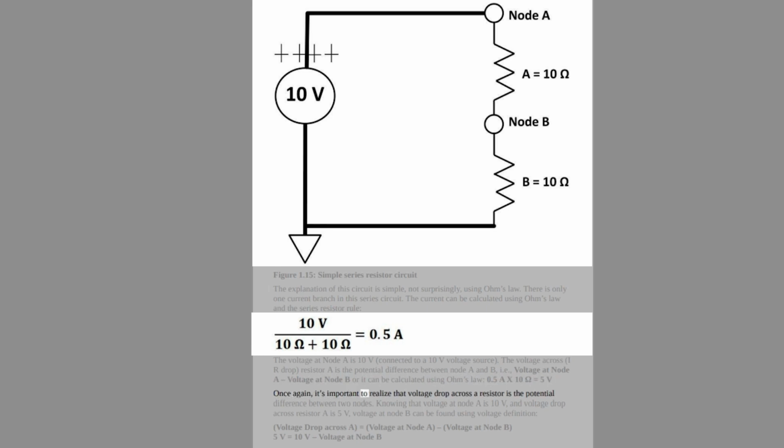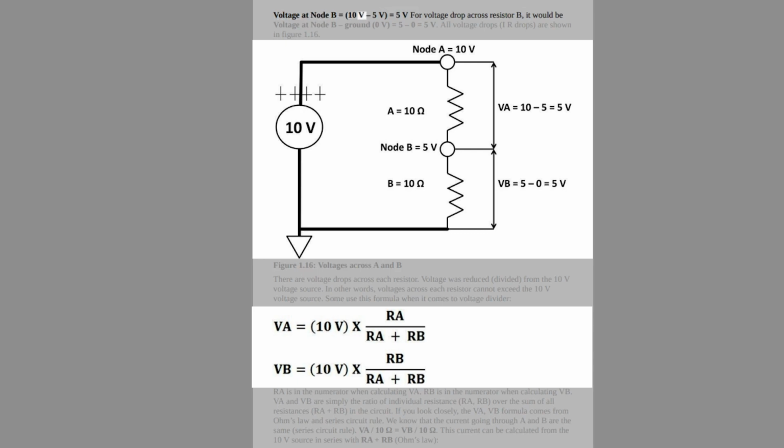Once again, it's important to realize that the voltage drop across a resistor is the potential difference between two nodes. Knowing that the voltage at node A is 10V, and the voltage drop across resistor A is 5V, the voltage at node B can be found using the voltage definition. Voltage drop across A equals voltage at node A minus voltage at node B, 5V equals 10V minus voltage at node B. Voltage at node B equals 10V minus 5V equals 5V. For the voltage drop across resistor B, it would be voltage at node B minus ground, 0V, equals 5 minus 0 equals 5V. All voltage drops, IR drops, are shown in Figure 1.16.